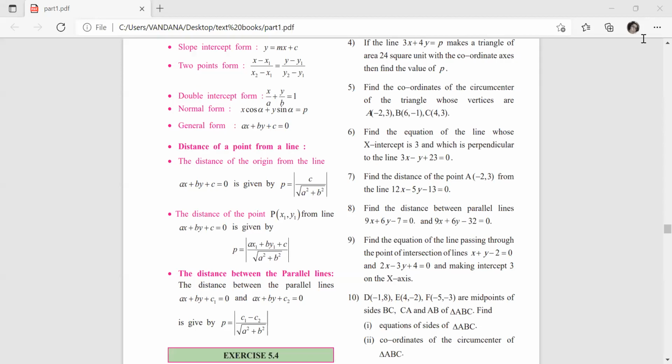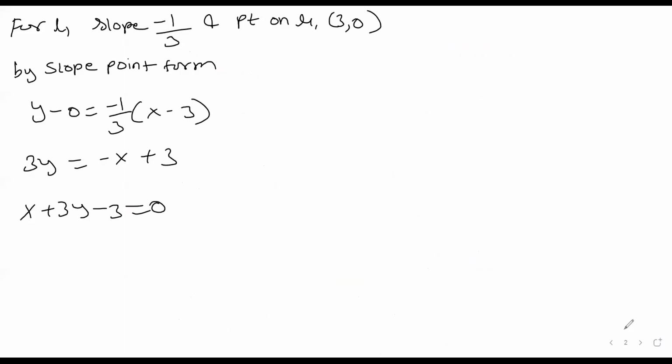Find the distance between the parallel lines 9x plus 6y minus 7 is equal to 0 and 9x plus 6y minus 32 is equal to 0. Question 8. Distance between the parallel lines.